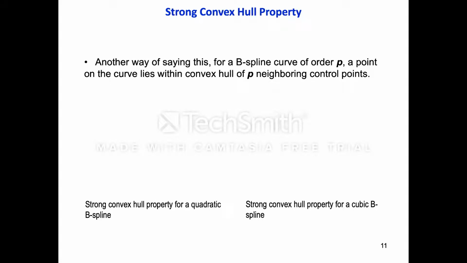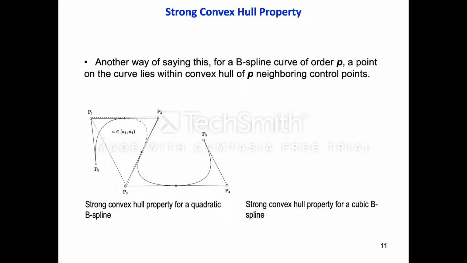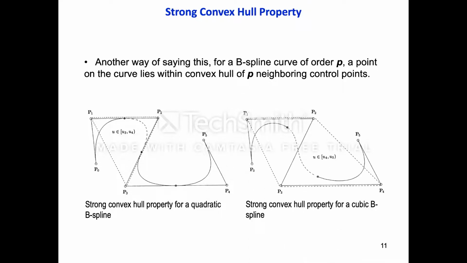Another way of saying this is, for a B-spline curve of order p, a point on the curve lies within the convex hull of p neighboring control points. So if you look at this image, the convex hull is defined by P1, P2 and P3, and the dashed curve is the B-spline curve, which is contained inside this convex hull. For this, u lies between u3 and u4. If you look at this image on the right, the convex hull for this is defined by P1, P2, P4 and P3, and the dashed curve inside this hull is the B-spline curve.